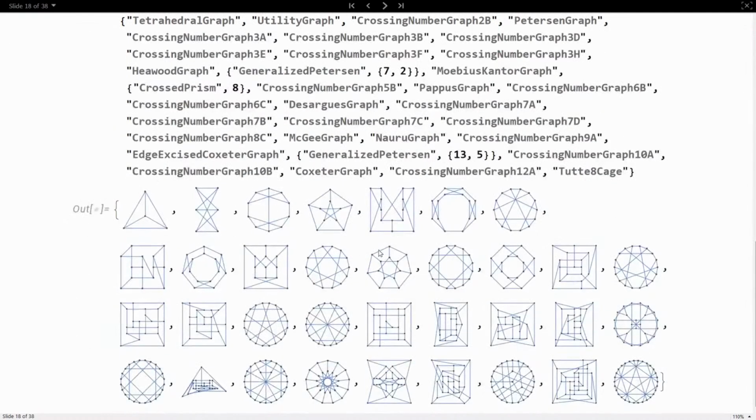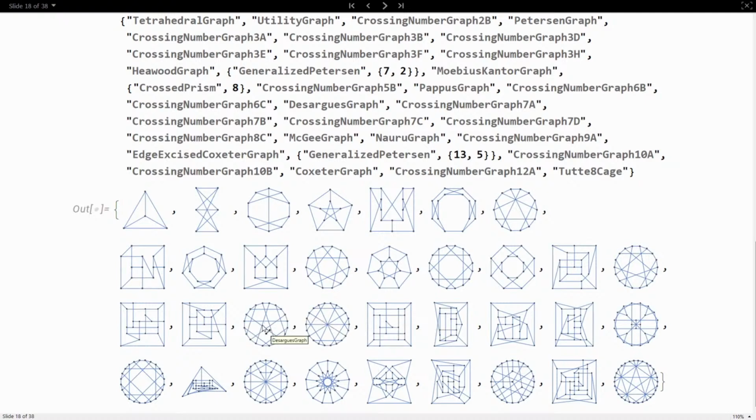One of the things I did was find the smallest cubic graphs that had various crossing numbers. The Petersen graph is one of the smallest graphs with 2 crossings, for example. The utility graph is one that has 1 crossing, and the tetrahedral graph is the smallest cubic graph with no crossings. But it turns out that many of these graphs are interesting. For example, the Coxeter graph is one of the smallest with, I think, 10 crossings. And the Tutte cage is the smallest with 12 crossings. And almost all of these graphs turned out to have interesting properties.